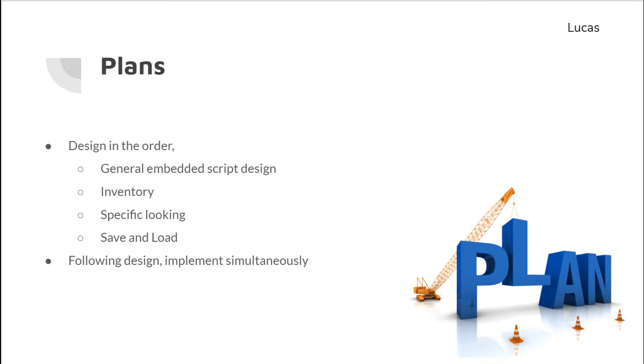During the last cycle, we found the process of sequential design followed by simultaneous implementation to be beneficial. We first decided on a general design for embedding scripts into the features so that we could add this functionality to new features as we implement them. We then decided to design inventory before the looking feature due to the fact that the specific looking feature is very focused on the items in the player's inventory and the areas they are in. We designed the save and load feature last because it includes saving all of the properties relative to the features that came before it.